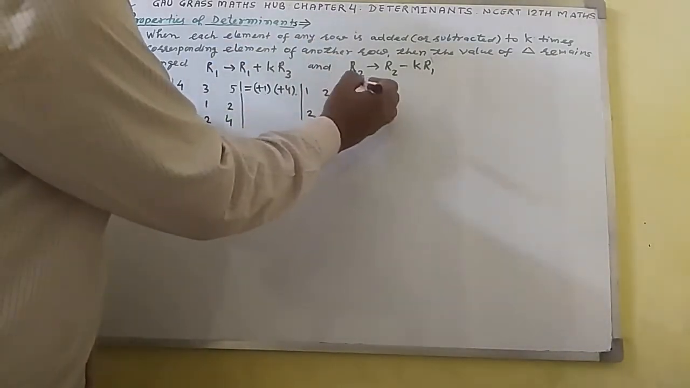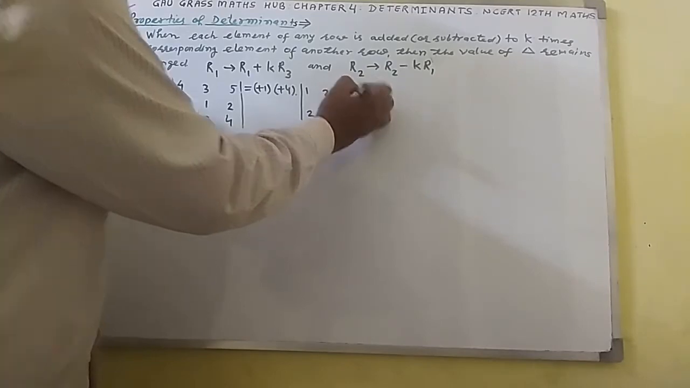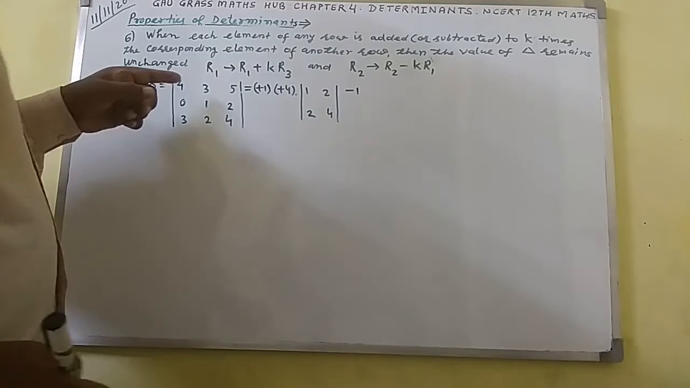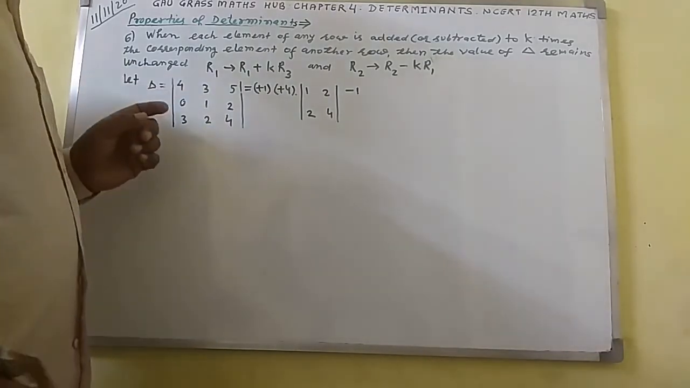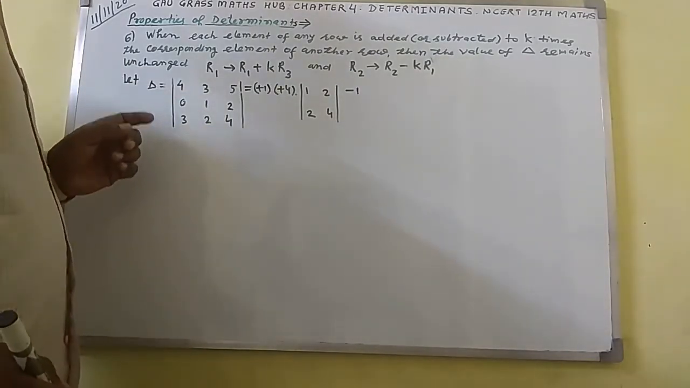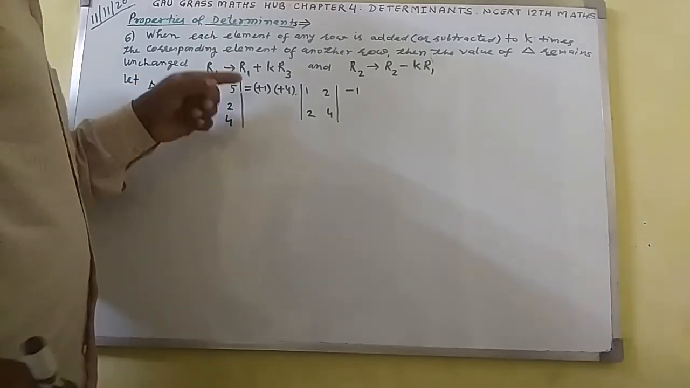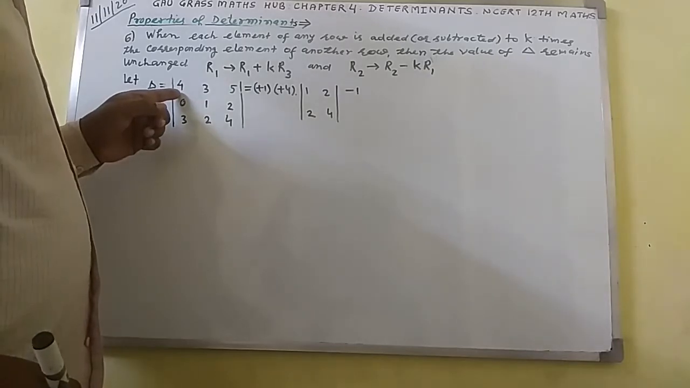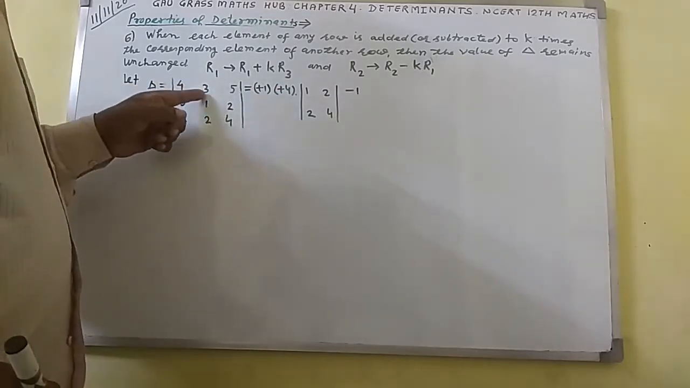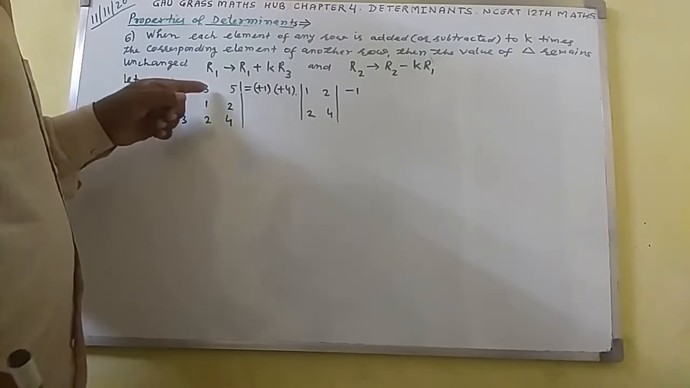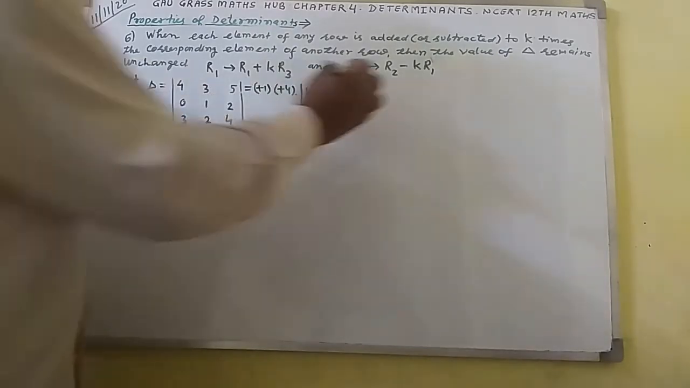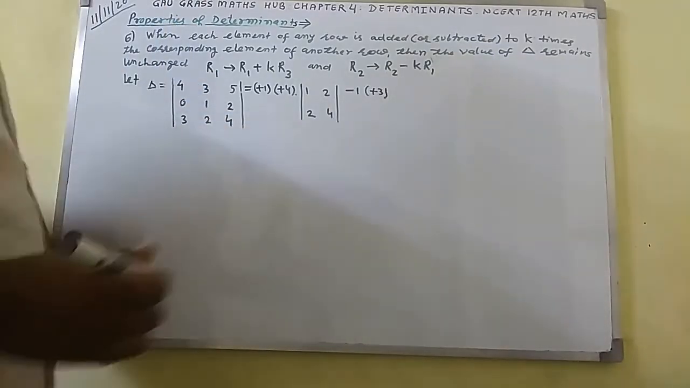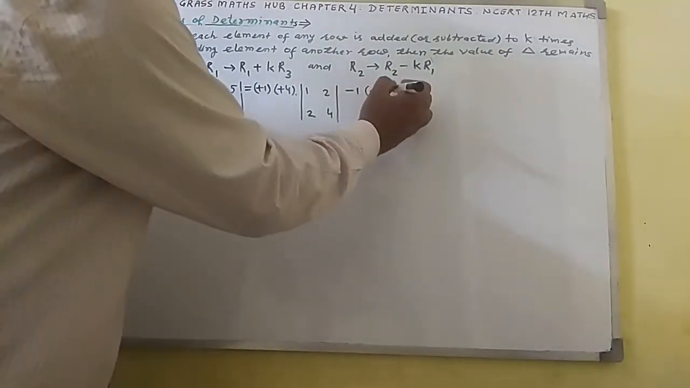Here I shall write minus 1, a fixed constant. Now this determinant is going to be expanded row wise. Here you can see in the first row 3 is there, so here I shall write plus 3. Get the minor of plus 3 here.